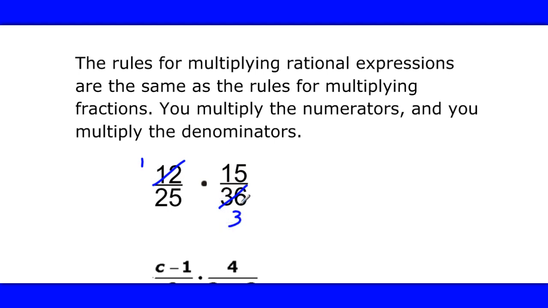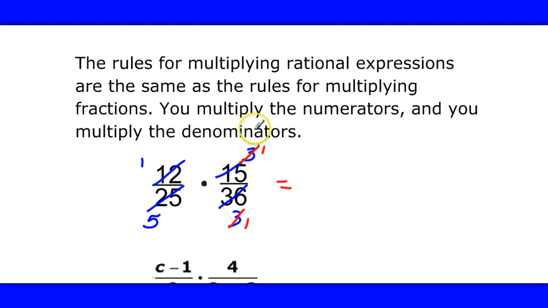What about 25 and 15? I would say that's 5. 5 will go into here 5 times. 5 will go into here 3 times. Now, here's the part that we might not think about. What about a 3 over a 3? Can those cancel out? Yes, as long as you are canceling out a factor on the top with a factor on the bottom, you're good. So 3 will go into here one time, 3 will go into here one time.